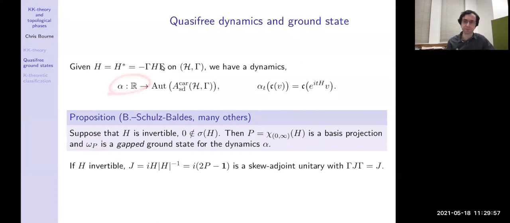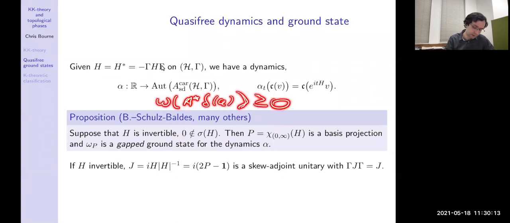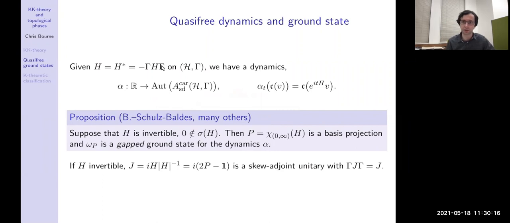for these dynamics. I mean gapped ground state in the way that was defined by Peter yesterday. So it's a ground state in the sense that this equation holds, the infinite dimensional formulation, and gapped in the sense that the generator of the dynamics on the GNS space, this positive operator, has a spectral gap above 0. This is actually very easy to show. Yeah, sure.